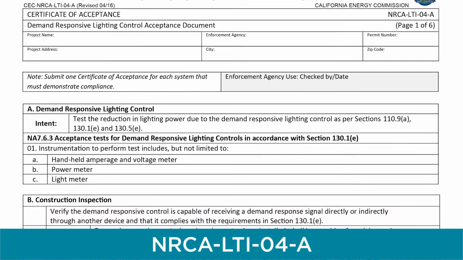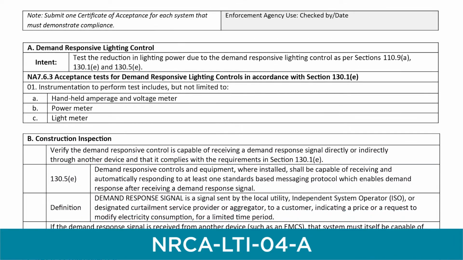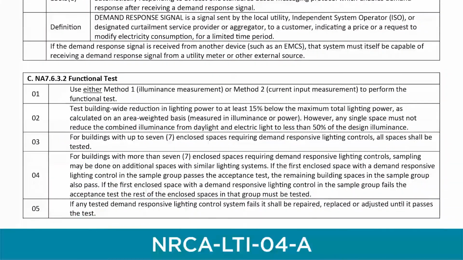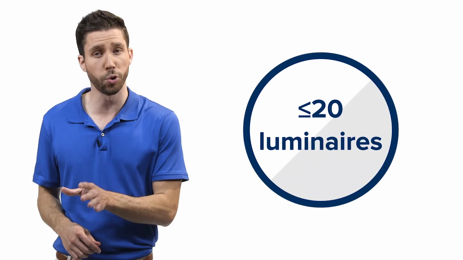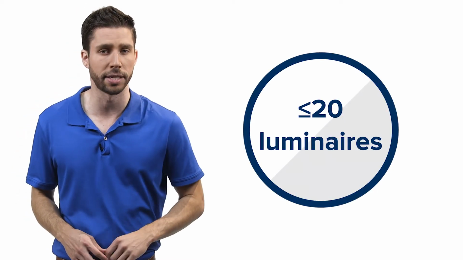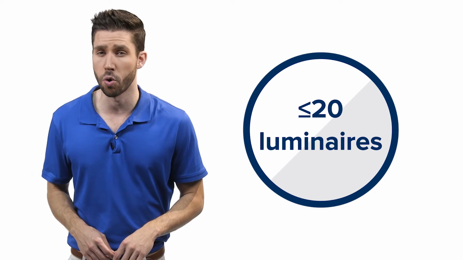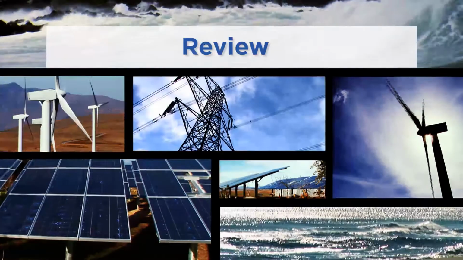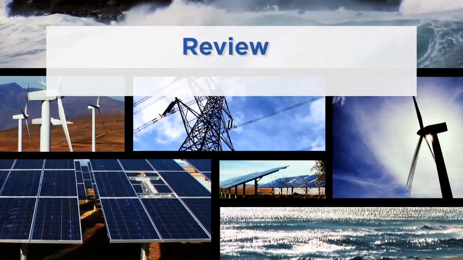Acceptance test results are documented on Certificate of Acceptance Form NRCA-LTI-04-A. However, for alterations, if controls are installed to control 20 or fewer luminaires for the entire project, acceptance testing is not required. Before we end this module, let's review what we've learned.